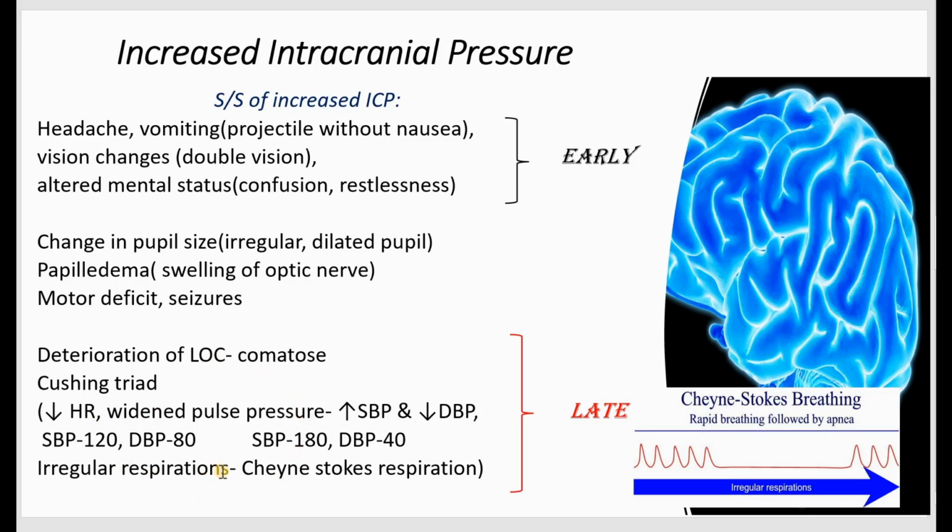Now, irregular respiration is because of the brainstem damage or dysfunction from the increased ICP. You will see Cheyne-Stokes respiration, that is tachypnea followed by a period of apnea.